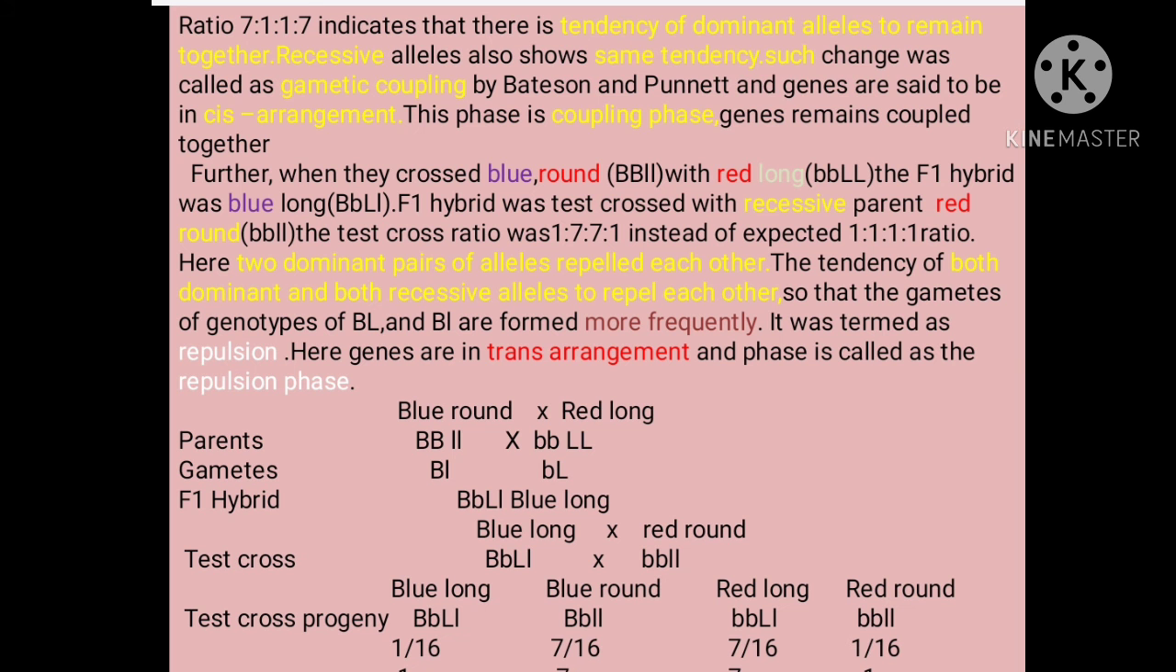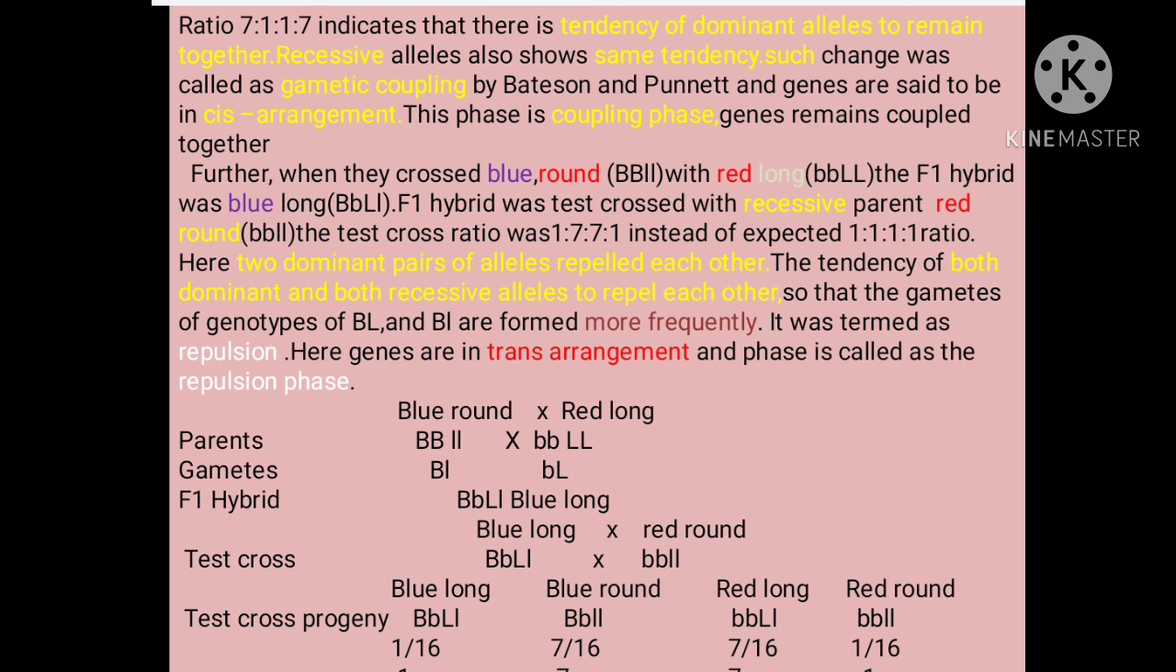The ratio 7 to 1 to 1 to 7 indicates that there is a tendency of dominant alleles to remain together. The recessive alleles also show the same tendency. Such a phenomenon was called gametic coupling by Bateson and Punnett, and the genes are said to be in a cis arrangement. This phase is a coupling phase. The genes remain coupled together.